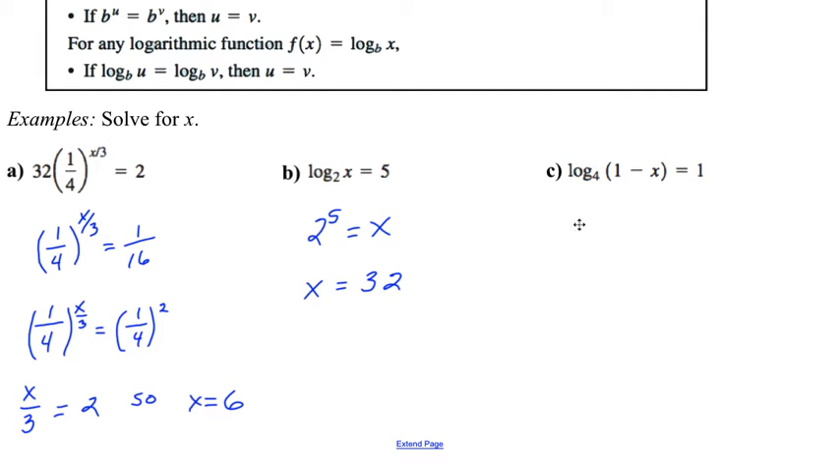Our third example, the first thing I would do on this one, we could do the same thing where we just change it from logarithmic notation to exponential notation. So 4 to the 1 power is 1 minus x. Subtract 1 from each side and we get negative x is equal to 3. So that means x has to be negative 3.